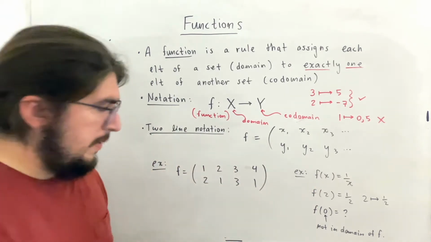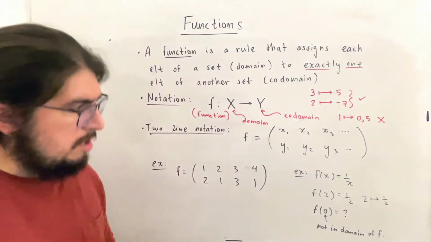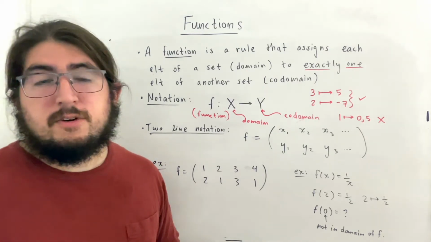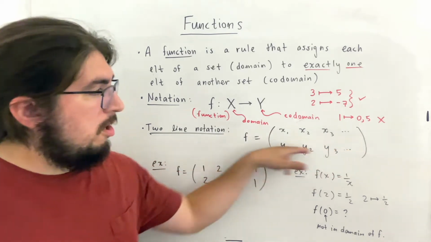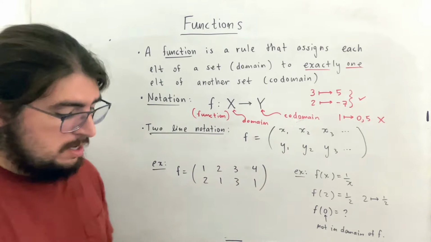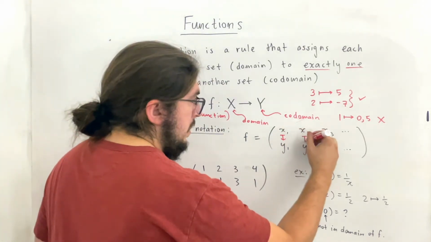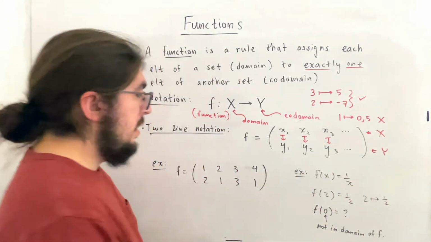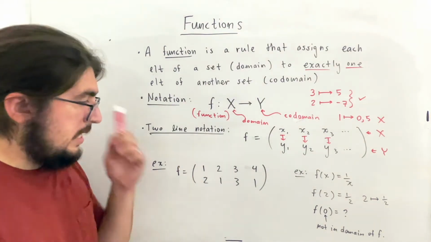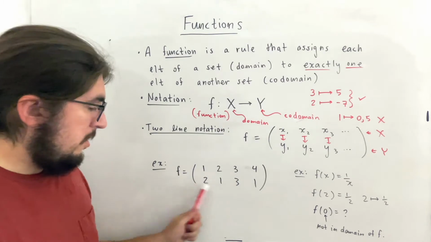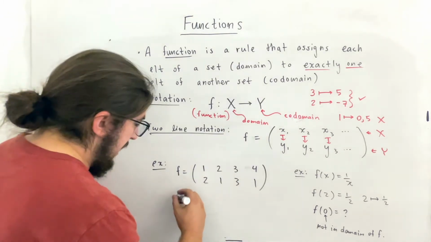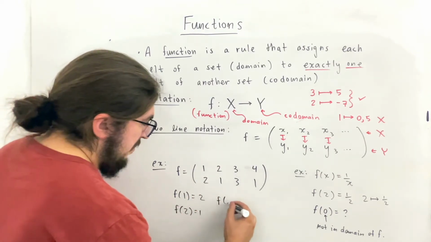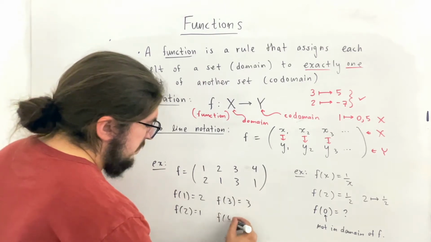Two-line notation uses a kind of matrix notation, where the top row represents all the elements of your domain. Then the bottom row is the elements of your codomain, and what each of them maps to. You can think of little arrows that map x's to y's. Everything in the top row is an element of x, and everything in the bottom row is an element of y. So for example, here we have these elements of our domain mapped to these elements of our codomain. I can say f of 1 is 2, f of 2 is 1, f of 3 is 3, and f of 4 is 1.